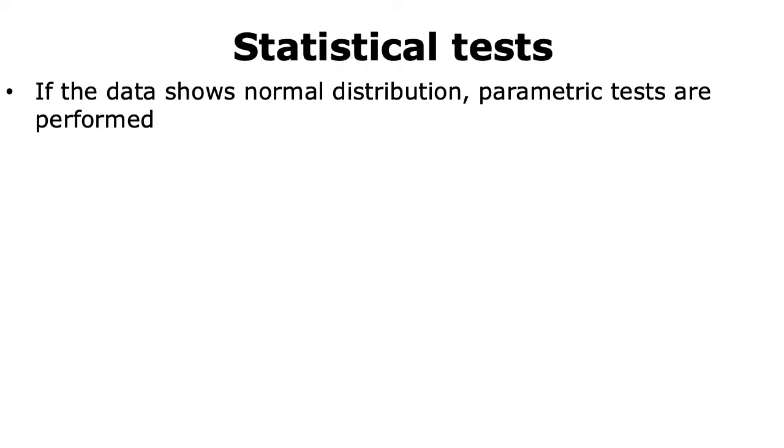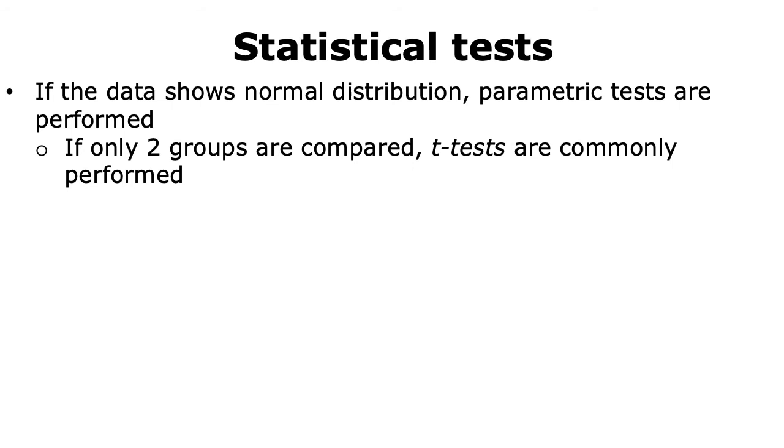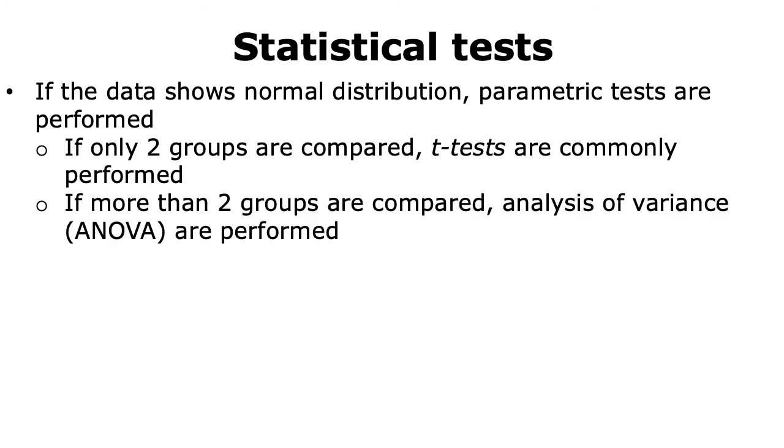If the data shows normal distribution, then parametric tests are performed to calculate the p-value. There are different types of parametric tests, and if there are only two groups involved, then a t-test is commonly performed. However, if there are more than two groups involved, then the parametric test that is commonly used is an analysis of variance, or ANOVA.